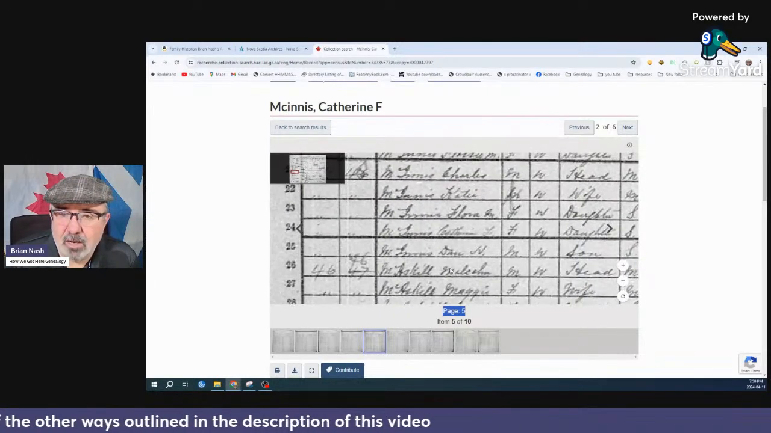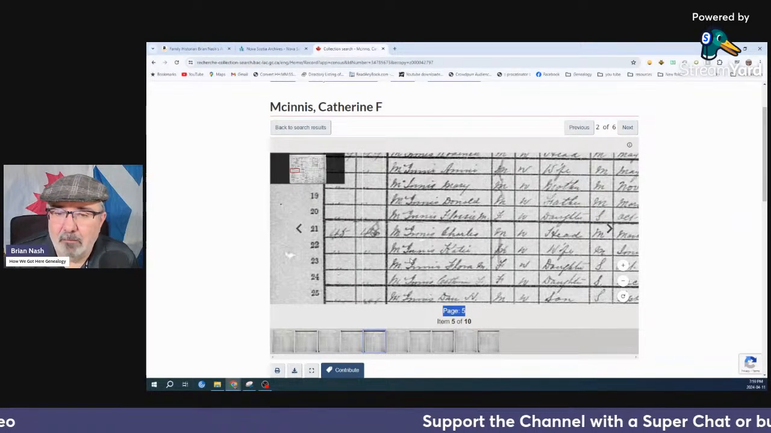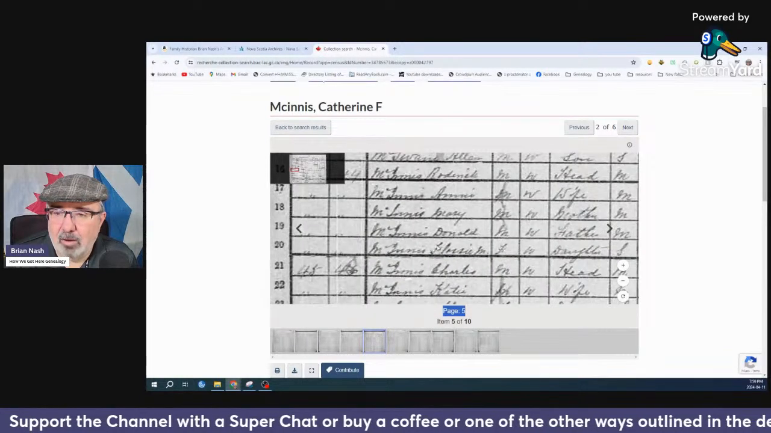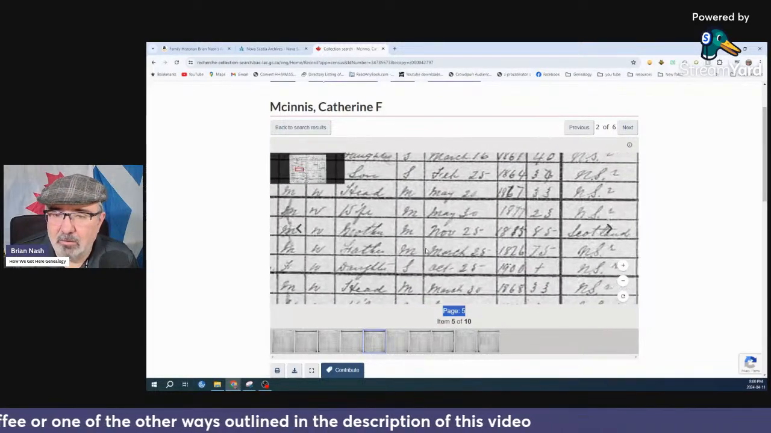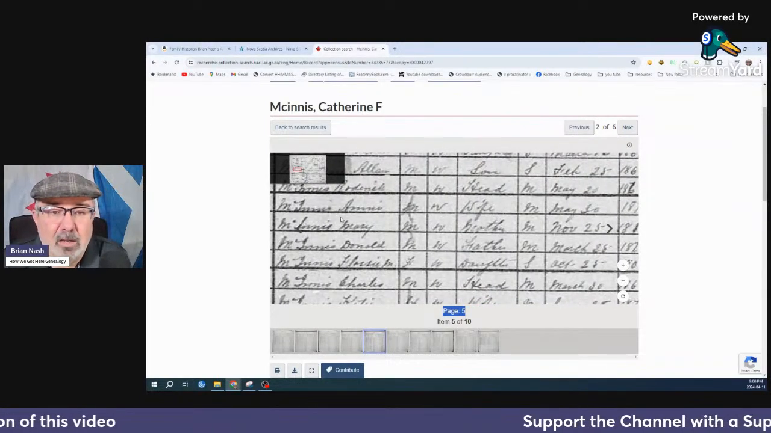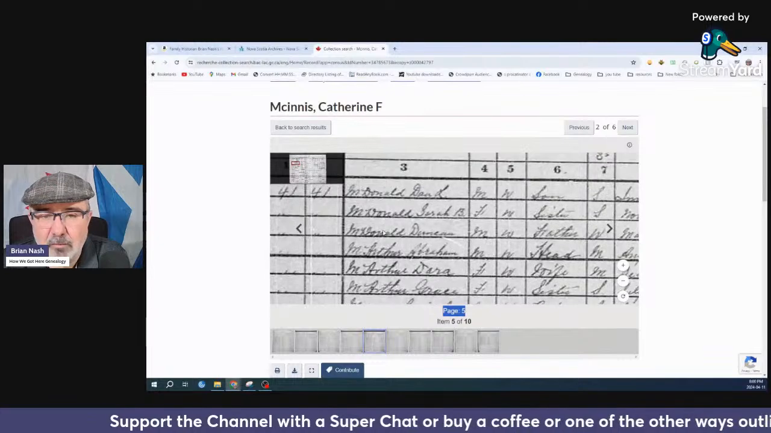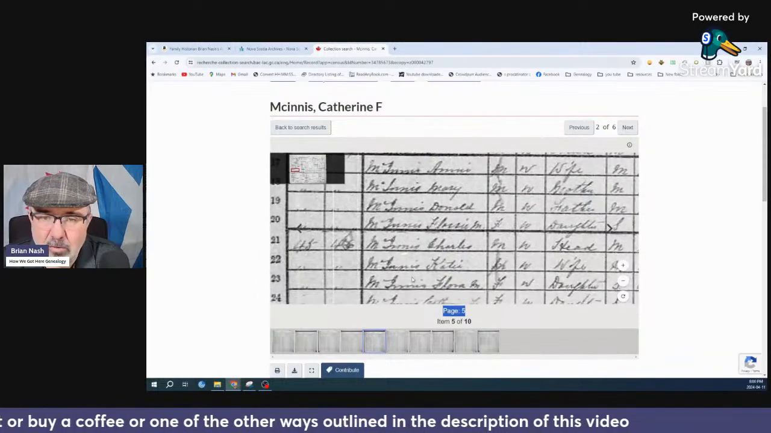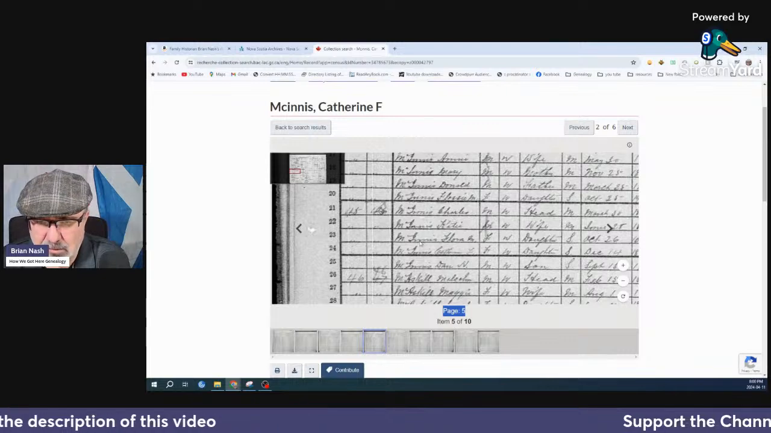It's often interesting, when you're looking at people in the census, to take a look at the people around them. Because often you have brothers and sisters and other family members that might be there. You see there's a lot of McGinnises there. So it gives me some information when I'm searching, depending on what you're looking for, some information as far as common names.